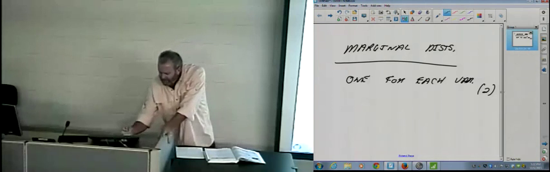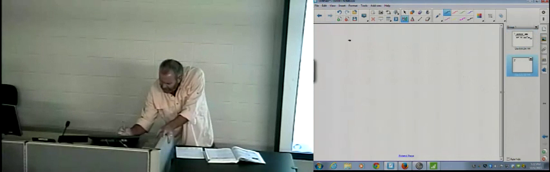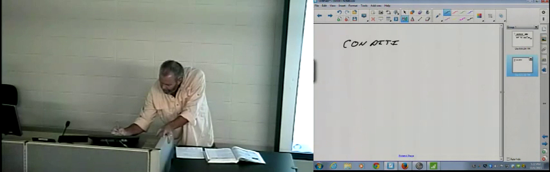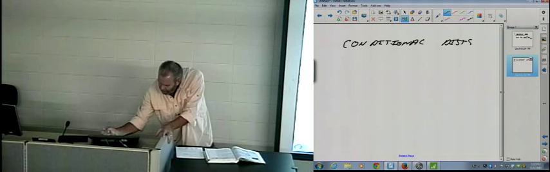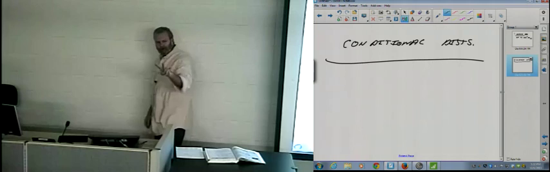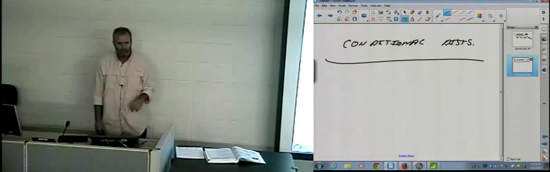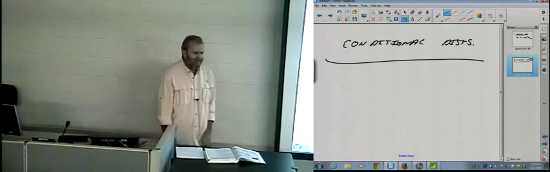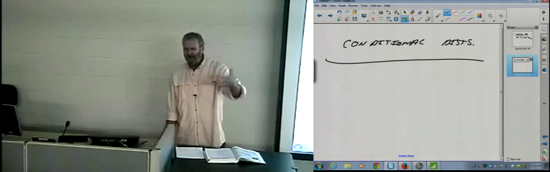Now, the last thing I left you with is this idea of conditional distributions. The reason we're looking at any of this is because we've got two categorical variables and we want to know if there's a relationship between them. Marginal distribution tells you nothing about the relationship. It just tells you about each variable separately.